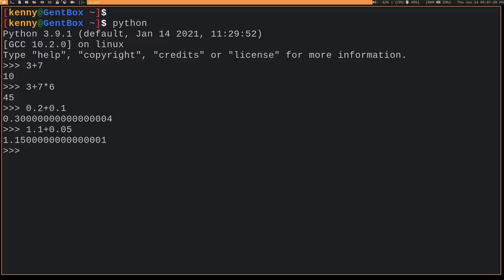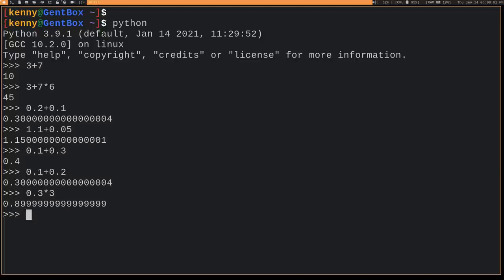So when I try to add 0.1 to 0.2, we end up getting 0.3 with a whole bunch of zeros, and then there's a 4 at the end. That's something like the 10 or 100 trillionth decimal place. This is the result of a rounding error. And it's also the same reason why 0.3 times 3 gives us 0.89999999999, and this would go on forever. So it's another rounding error that just results in us getting a very insignificantly small decimal lower than what we wanted to get.